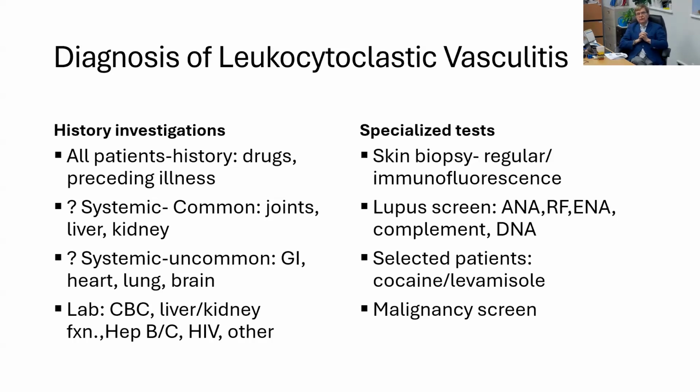And you draw a circle around it, put the local anesthetic in, punch, suture. If we're doing a lupus screen or collagen vascular disease, and sometimes this can relate to infection, but in the lupus screen, you'll do an ANA, rheumatoid factor, ENA complement, and anti-DNA. Selected patients, you may screen for cocaine or levamisole in somebody that's got intravenous drug use. Then you would certainly look for hepatitis C there and malignancy screen. And lymphoma seems to be the most common with vasculitis.